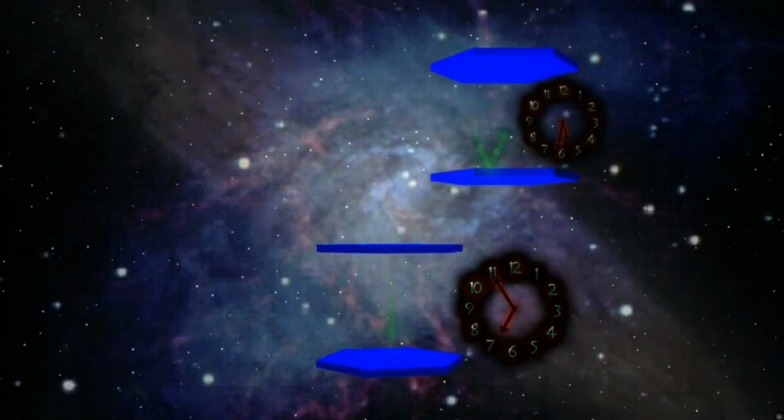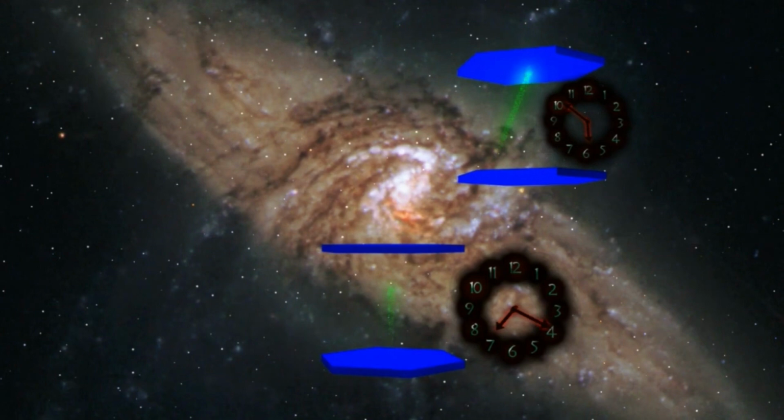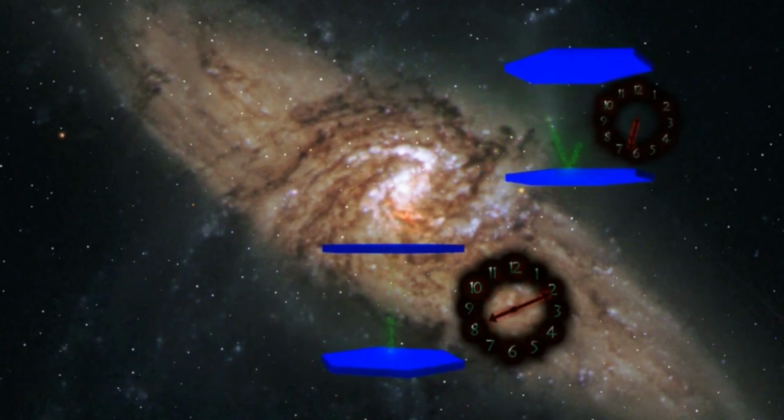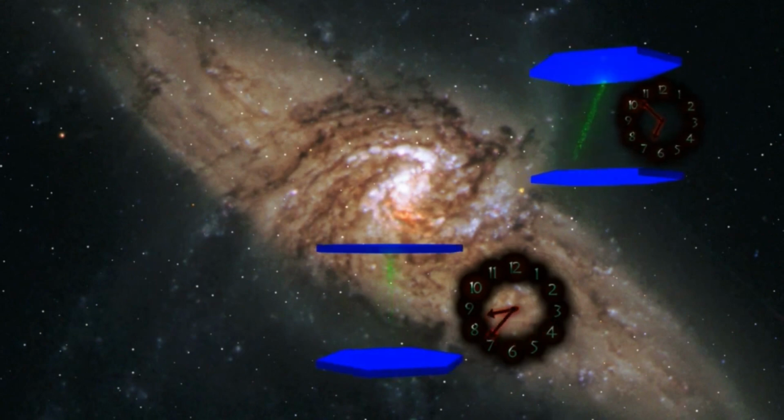Therefore, from this observation, we can conclude that time dilation is not real, but happens just as a result of optical illusion caused by light in our brains.